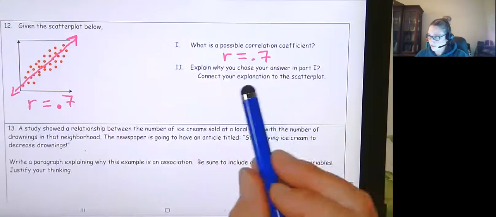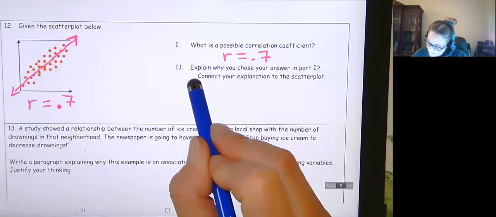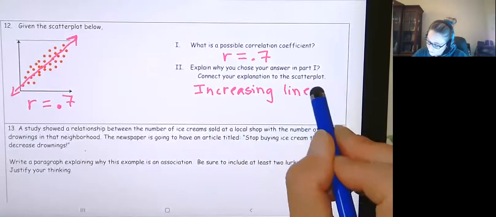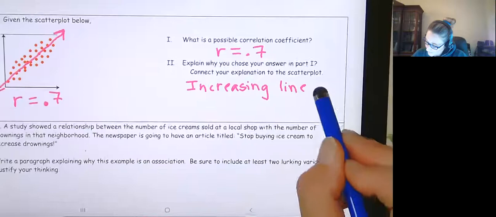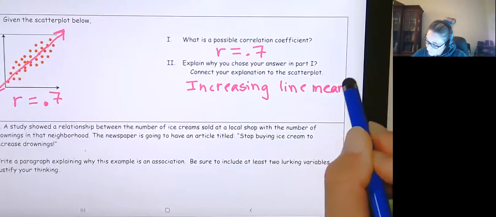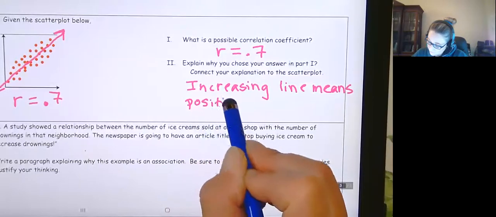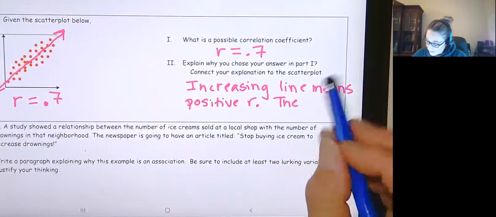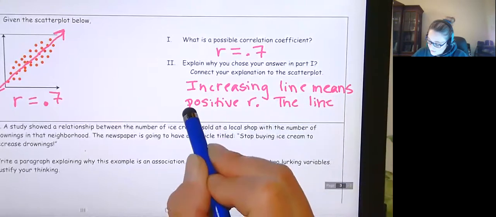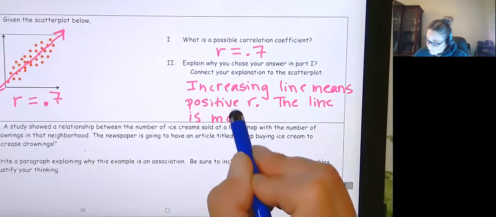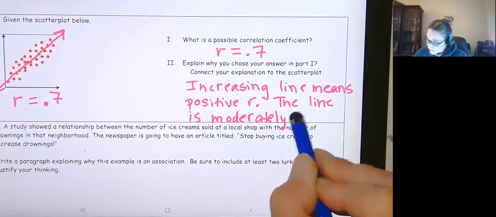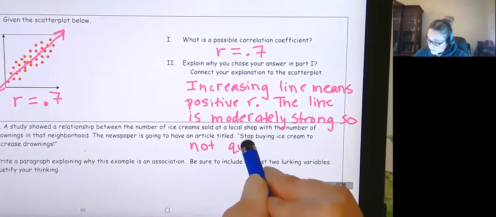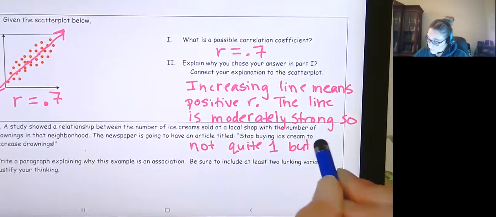Explain why you chose your answer in part 1. Connect your explanation to the scatter plot. So, increasing line means positive R. The line is moderately strong. I wouldn't say it's exactly strong, so it's moderately strong. So not quite 1, but close.